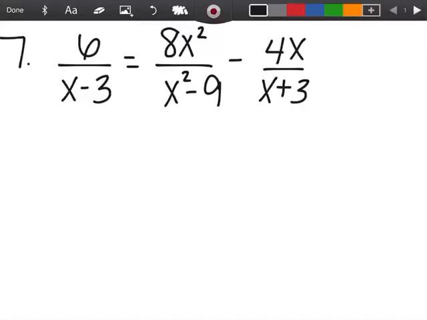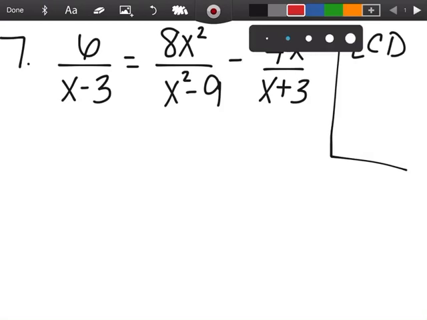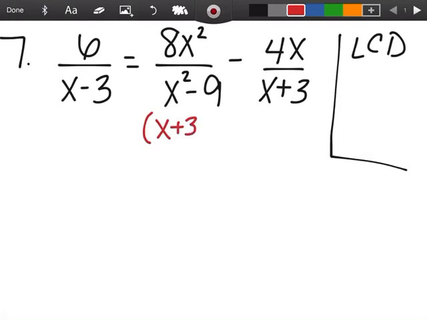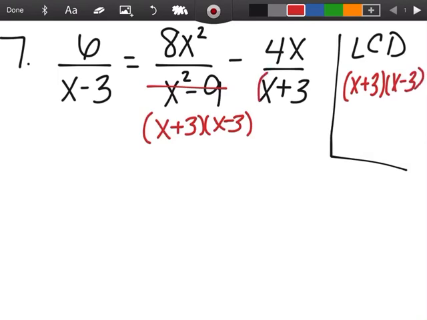So this next problem here, number 7, I'm going to do the same thing. I'm going to get a least common denominator. The first thing that I am going to recognize is that x squared minus 9 can be factored into x plus 3 times x minus 3. So when it comes to what is the least common denominator, it needs the quantity x plus 3 and it needs the quantity x minus 3, and that's it.